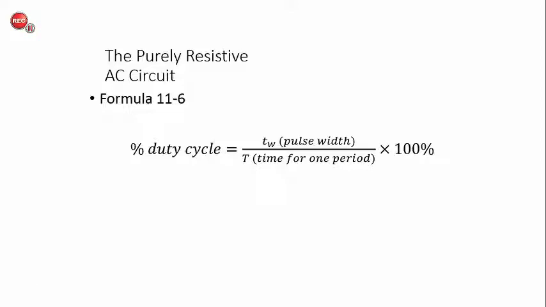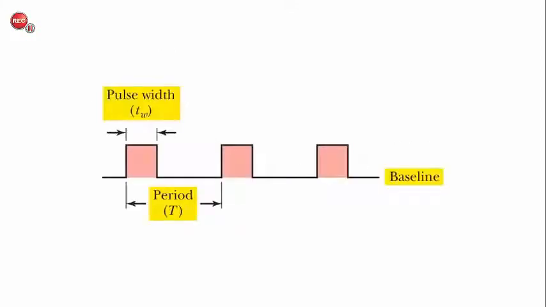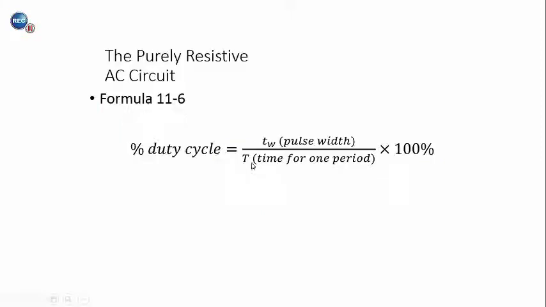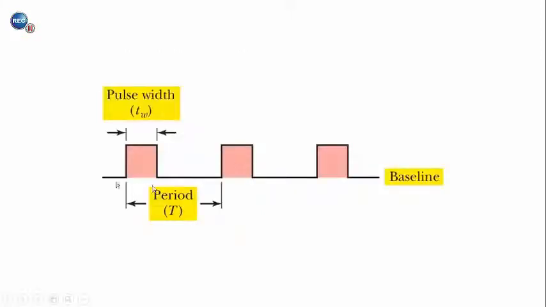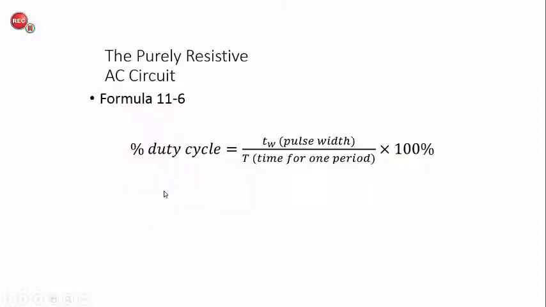And so we want to be able to calculate duty cycle, and the duty cycle basically tells us what percentage of the time the signal is high. We calculate the duty cycle by taking the pulse width, which is the amount of time that the signal is high, measured in seconds, divided by the period, which is the total amount of time it takes for one complete oscillation. When we divide these and multiply by 100%, that tells us what percentage of time the signal is high versus 100% for the entire period. And so this will be our formula for duty cycle.